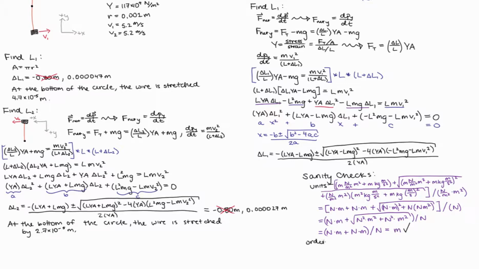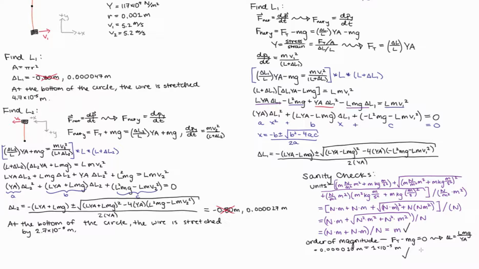For our order of magnitude check, we will look at the situation in which the mass is hanging at rest from the wire. In this case, the momentum principle tells us that F_T minus mg equals 0, which tells us that, in turn, delta L equals Lmg over YA. Plugging in our values tells us that delta L in this situation is 1 times 10 to the negative 5th meters, which is of the same order of magnitude as our two results.